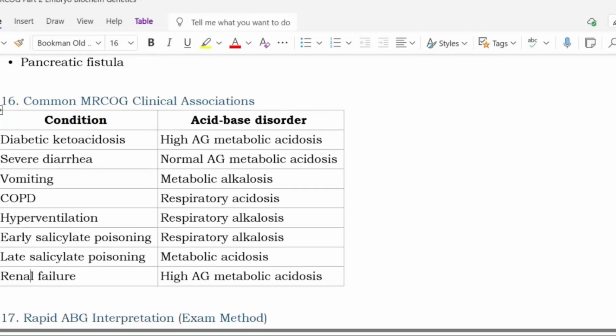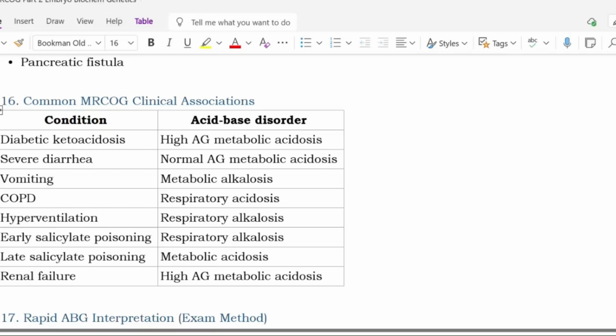Okay, from the examination point of view, what you should remember: diabetic ketoacidosis is a high anion gap metabolic acidosis. Severe diarrhea leads to metabolic acidosis with a normal anion gap. Vomiting causes metabolic alkalosis. Remember, anything which goes out of the upper GIT will lead to alkalosis, and from the lower GIT, diarrhea, it will lead to acidosis. Because acid goes out in vomiting, alkali will remain. So in hyperemesis gravidarum, you will get metabolic alkalosis.